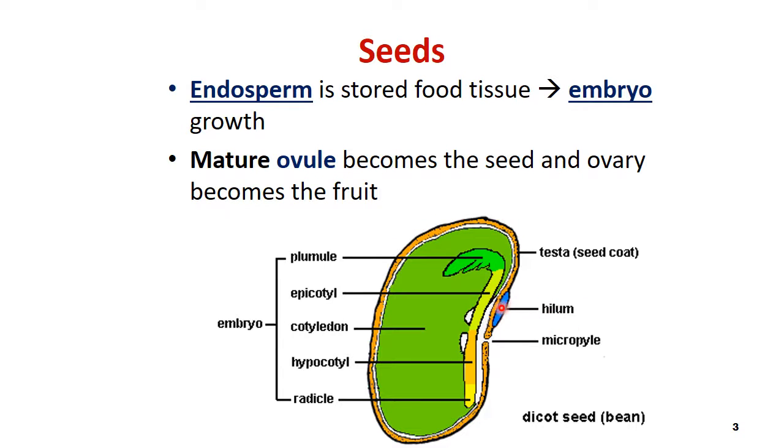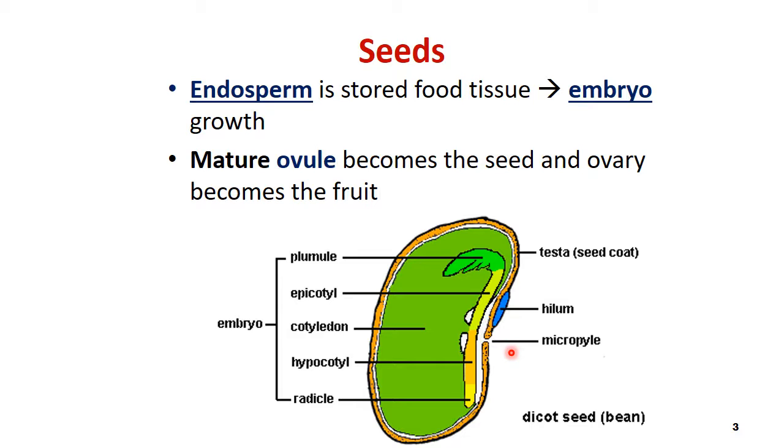Now the next one is the hilum. Hilum is the remains, the part that attaches to the fruits. Next, the micropyle is a small opening. This opening allows water to diffuse into the seeds when the condition is correct for seed germination.